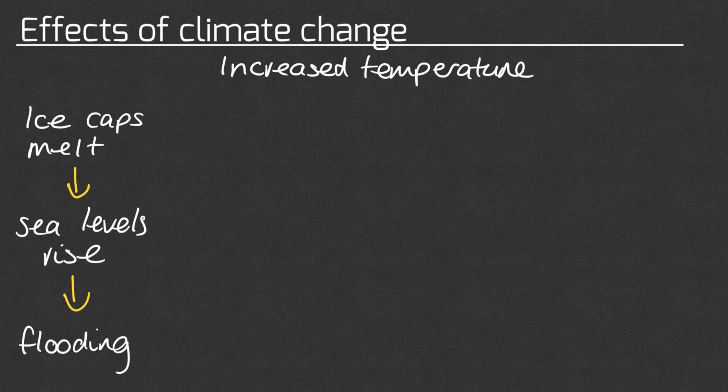You can't just say that, for example, if you're answering an exam question, that one of the effects of climate change is that flooding happens. You've got to talk through the entire process. So for example, one of the effects of climate change is that the increased temperature causes the ice caps to melt. When the ice caps melt, the sea levels rise, and this means you're going to get flooding in coastal areas. You've got to explain the entire process. You can't just skip straight to the end result.